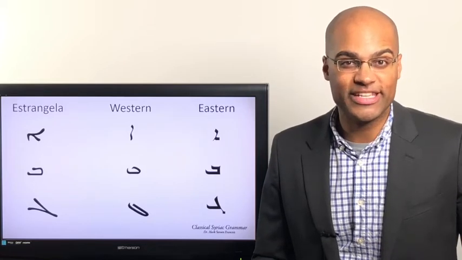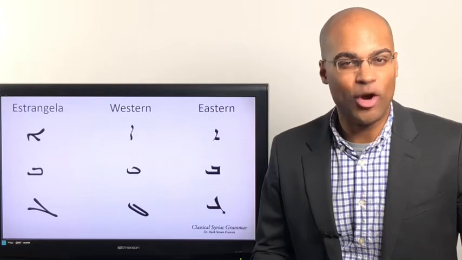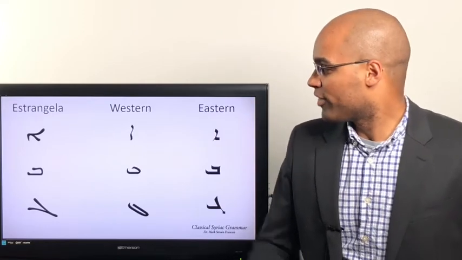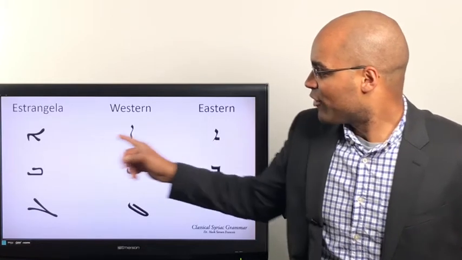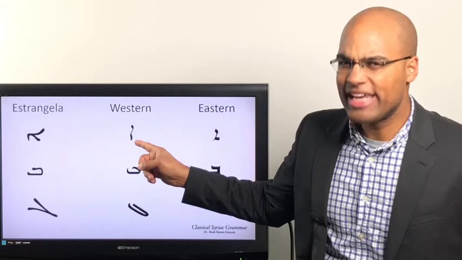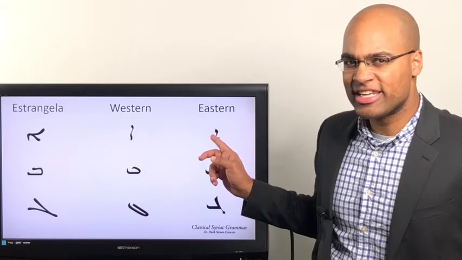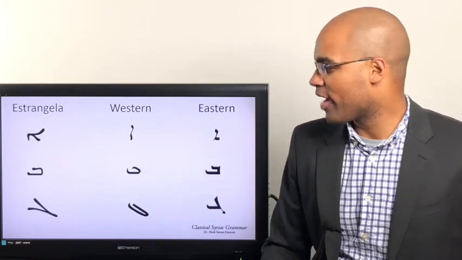And again, we'll be able to see that they are essentially the same alphabet, but they are variations that are big enough that they do need to be learned separately from each other. So in the first part, we have the Aleph in the Estrangela script. The Western version of Aleph is way different from what we see in the Estrangela script, and the Eastern version is different from what we have in the Estrangela version, but is much more similar to what we have in the Western script.